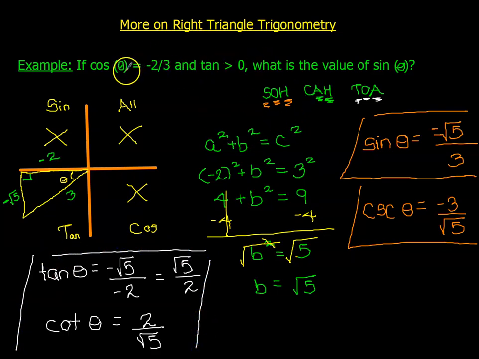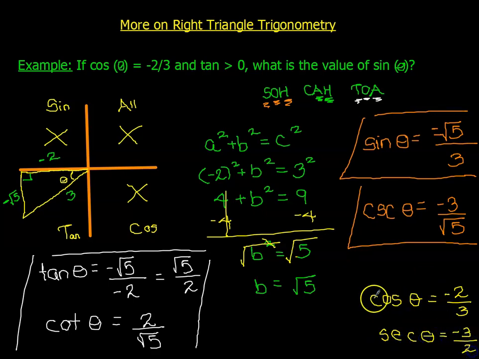And then finally, they gave you cosine, which was negative 2 over 3. I'm going to write it down here. So when you're given a trig function value, you automatically know its reciprocal, which is going to be negative 3 over 2. All right, so in this case, I know we were only supposed to find sine, but we found all 6 trig functions. So either way, I hope this helps.